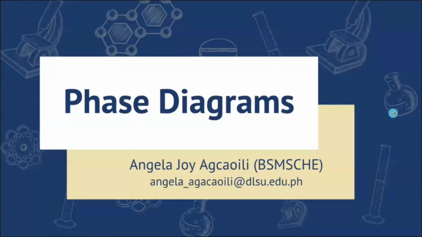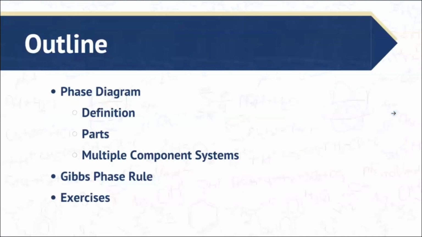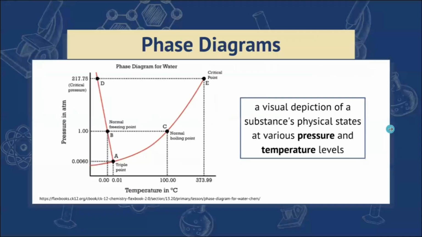So for today, we will be discussing phase diagrams under Physical Principles 2. For the outline of today's discussion, we will have phase diagram, the definition, the parts, and the multiple component systems. Then we will proceed to the Gibbs Phase Rule, and then we will have some exercises to test our knowledge. So first, phase diagram.